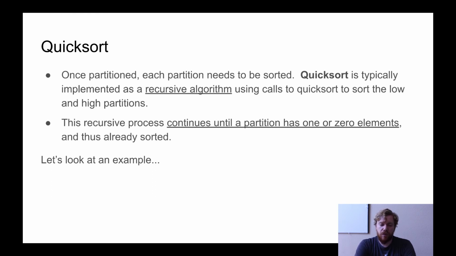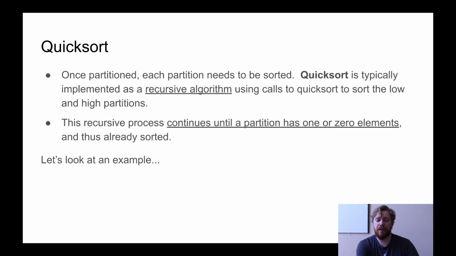And so what I mean by each partition needs to be sorted, and quicksort is typically implemented as a recursive algorithm, really what this is saying is each partition is going to get partitioned again, and then those partitions will get partitioned again, and those partitions will get partitioned again, until eventually each partition only contains a single element. And then what you'll find is once all partitions have reached a point of being a single element, that you have now reached sorted order.